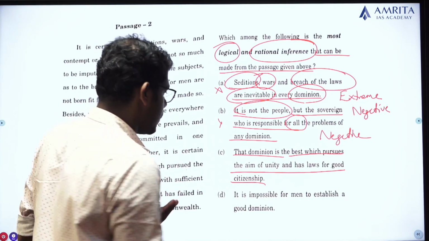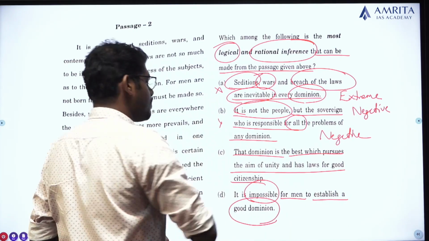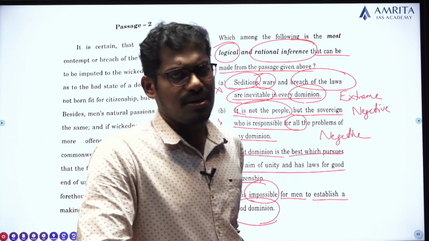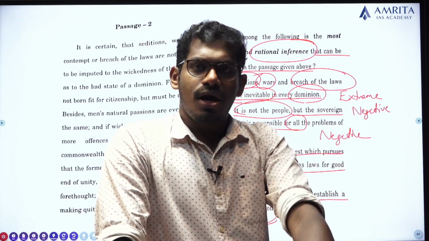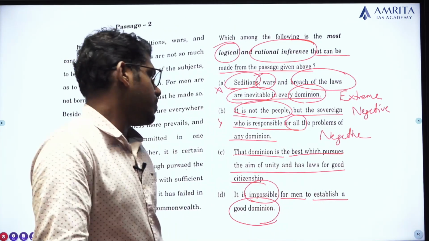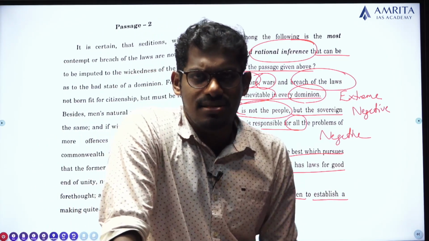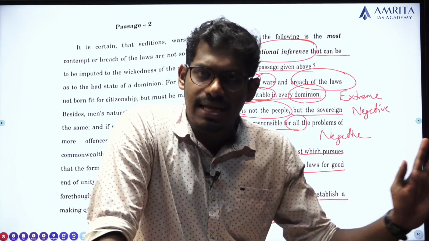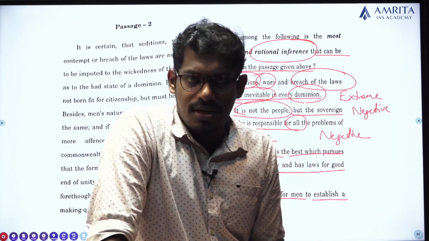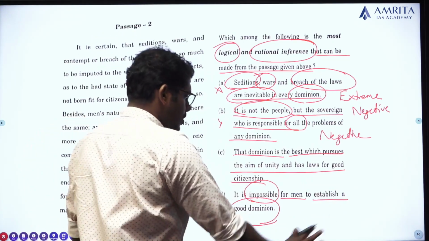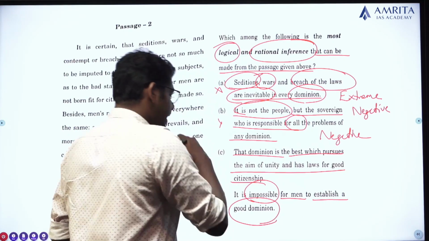It is impossible for men to establish a good dominion. It's also a negative statement. They are saying it's impossible. Even if you become a bureaucrat, you can't create a good dominion, because it is impossible for men to establish a good dominion. That's not a fact. It's an absolutely extreme and negative statement that cannot be correct in any aspect. UPSC won't try to give such a negative idea. So it's an incorrect statement.